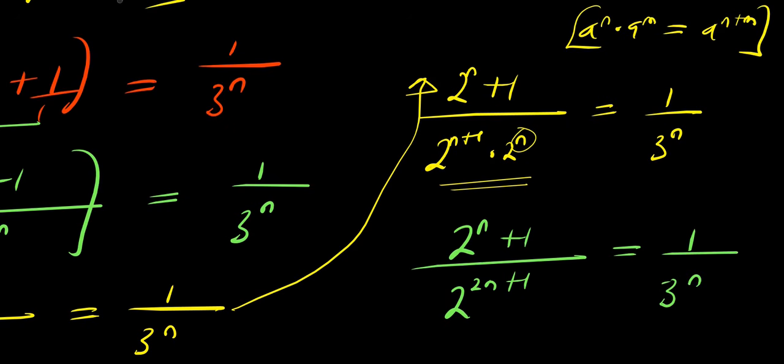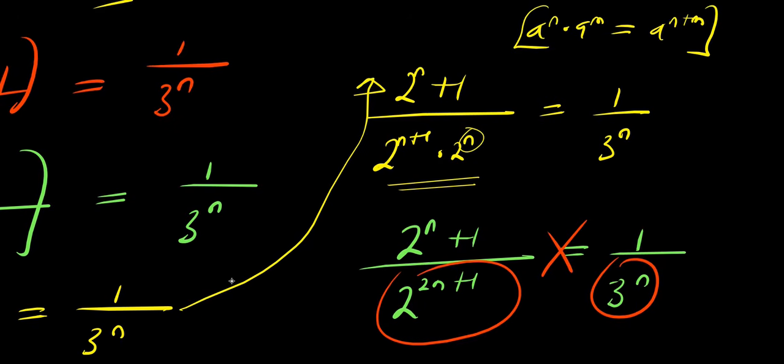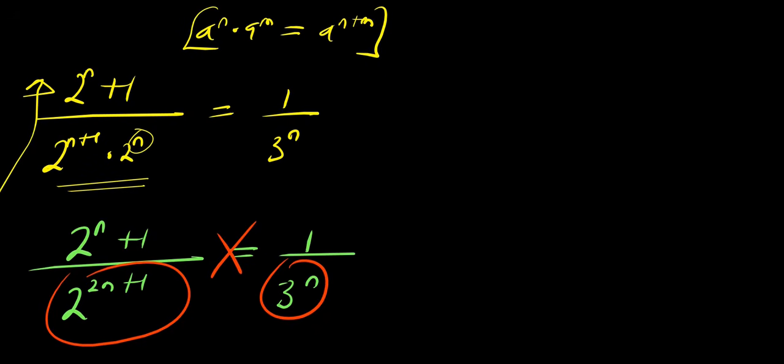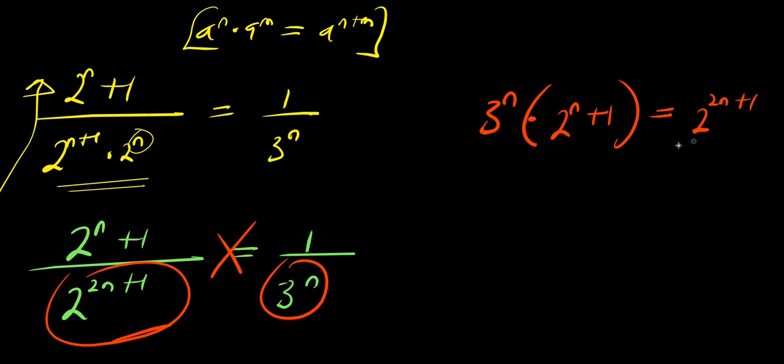So at this particular point, we can cross multiply. This will multiply this, and this will multiply 1. So let's do that. We are simply going to have 3^n times this, that is 3^n times (2^n plus 1), and this equals the whole of it times 1, that is 2^(2n) plus 1. So guys, let's do something here.